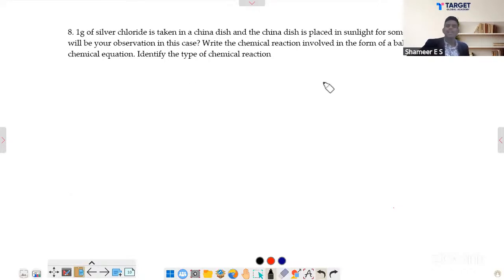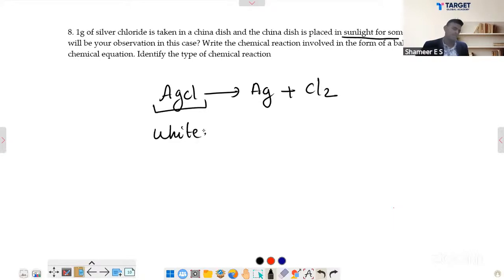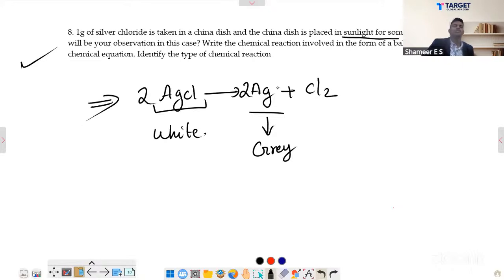One gram of silver chloride is taken in a China dish and placed in sunlight. Photolytic decomposition happens in presence of sunlight. What will be your observation? You should study the color change. Silver chloride is a milky white, pure white precipitate. Silver is gray. Don't interchange the colors. Write the chemical reaction involved and balance it, AgCl to Ag. This is a regular question. Photolytic decomposition is very important, and AgCl and AgBr are used in black and white photography.